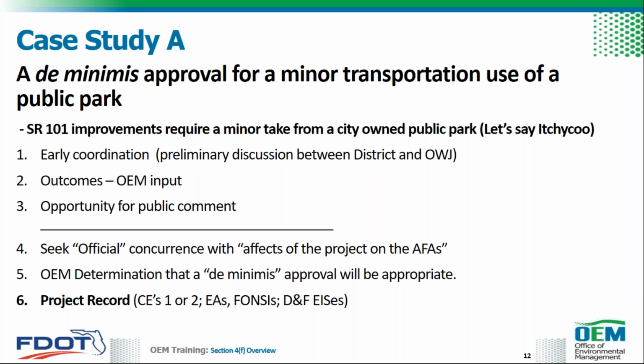Now with the CEs and Type 2s, we're frequently using a checklist. So on these, you would indicate what the involvement is, and then you would have backup documentation for that. You want to ensure that that backup documentation is easy to locate in the project file. With EAs and FONSIs and EISs, this will come up in the narrative of those sections of the documents.